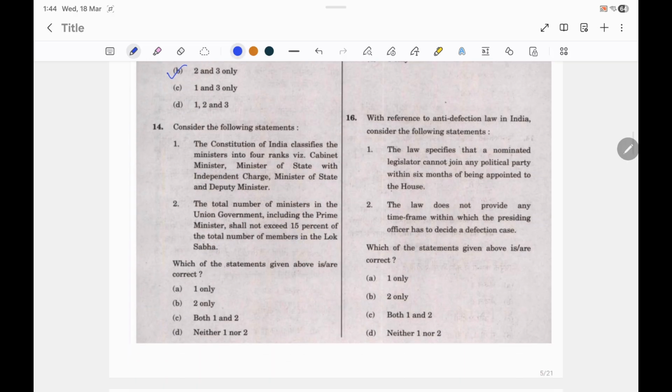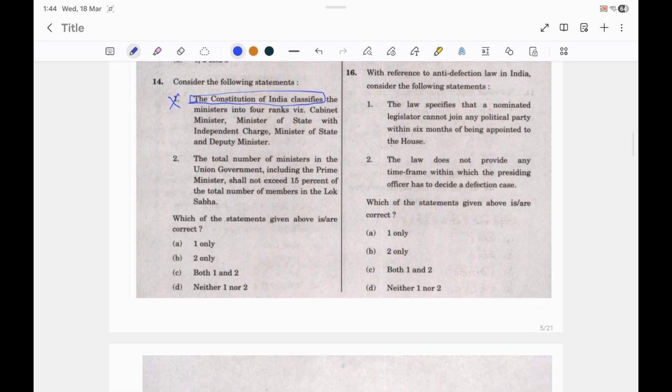Now, moving on to the next question. The Constitution of India classifies the ministers into 4 ranks. That is cabinet minister, minister of state with independent charge, minister of state, and deputy minister. This is not correct. Why? Because the Constitution of India does not classify it. Instead, Article 74 mentions that the Council of Ministers is to be headed by the Prime Minister. It does not classify the ministers. It is mentioned in the rules and procedures of Lok Sabha.